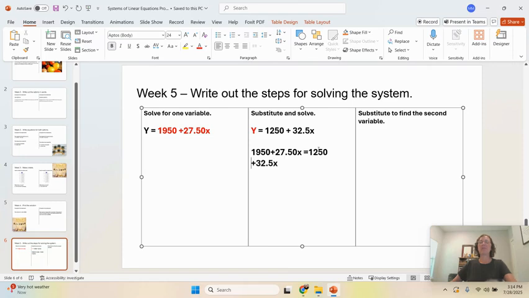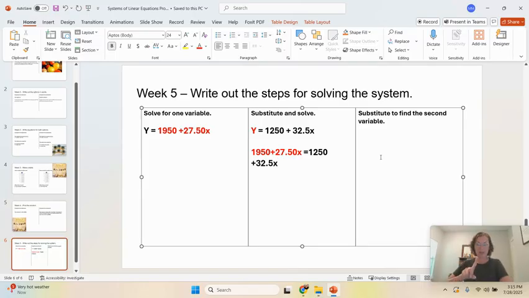No? Okay, we'll just do it like that. But notice what I did was I kept, instead of the y on this side, I put in the 1950 plus 27.5x, okay? All right, and now we get to solve.